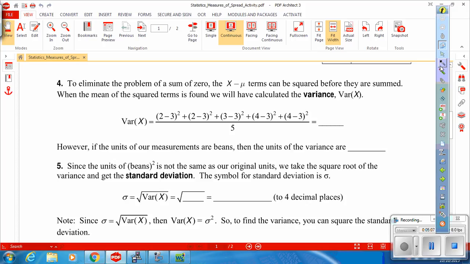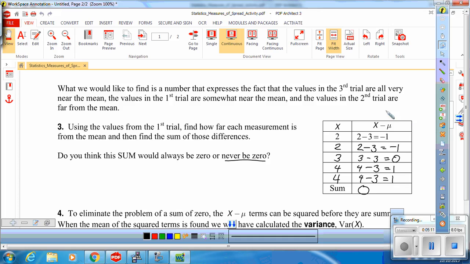So for this particular problem, what that means is that we want to take all of these numbers that we got over here and we want to square them. So let's square everything. -1 squared is 1. And -1 squared is 1. 0 squared is still 0. 1 squared and 1 squared are both going to be 1.